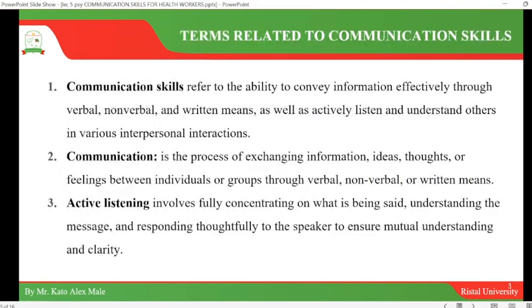And to start with, those are the terms related to communication skills. One, communication skills: it is the ability to convey information effectively through verbal, non-verbal, and written means, as well as actively listen and understand others in various interpersonal interactions. Before we go further, communication is everywhere. And when it comes to us in the medical field, communication is paramount.